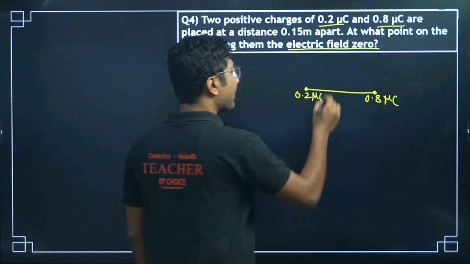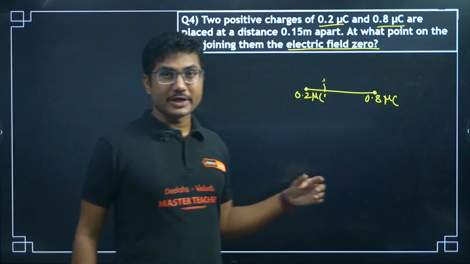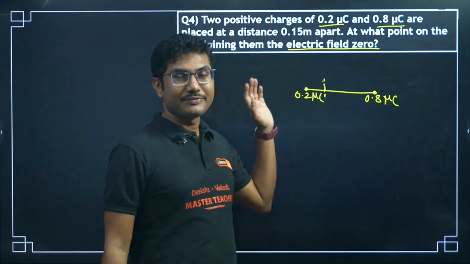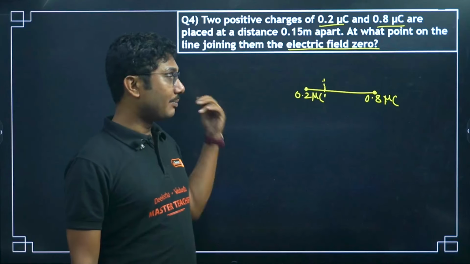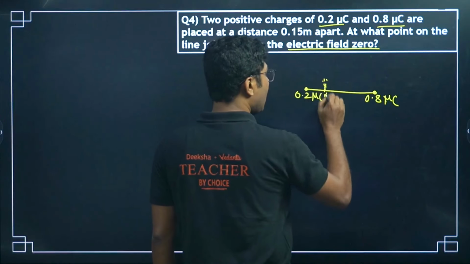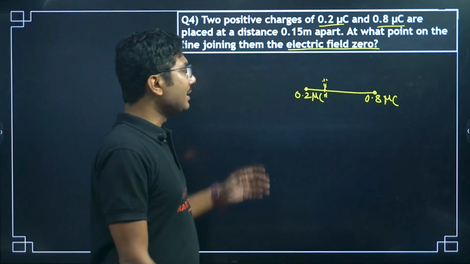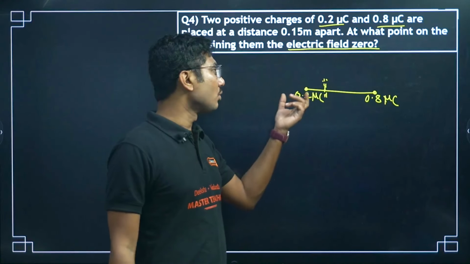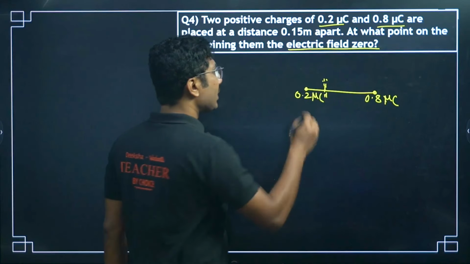Now, for two positive charges the null point happens on the line joining the charges. If it is a negative and a positive charge, it will happen outside the line joining the charges, based on the magnitude of the charges. Now here one charge is smaller, another charge is bigger. So remember that the null point will always be closer to the smallest charge.